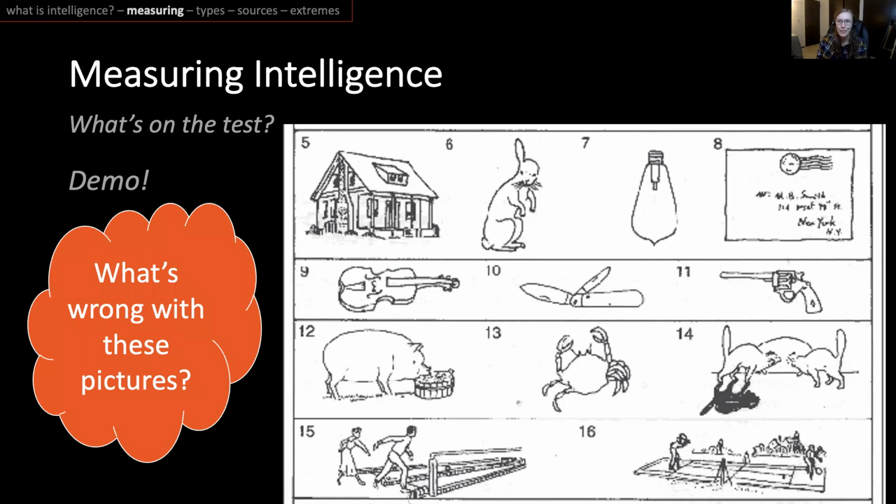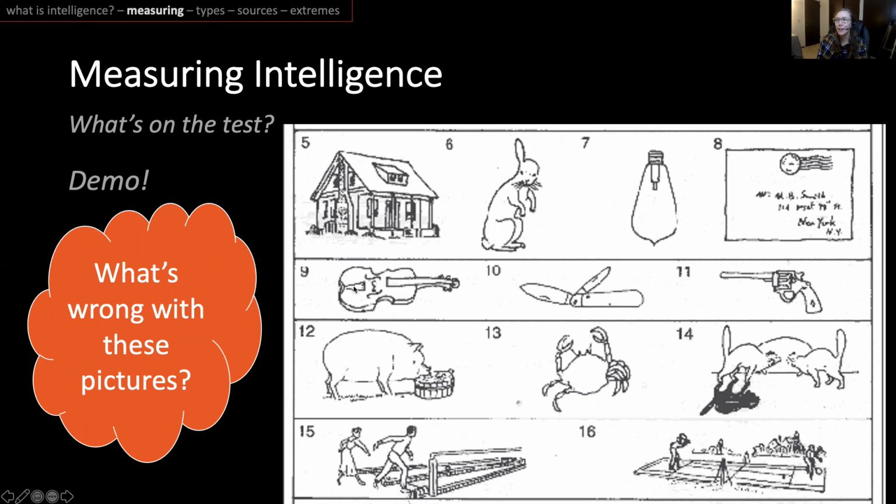If you're like me, some of these are a little bit easier than others, right? Just to orient you, here are the correct answers. This house is missing a chimney up above. It doesn't have any ability for smoke to exit. This rabbit's missing an ear. This light bulb is missing the circly filament part inside of the bulb. This is missing two things, actually. There's no return address or a stamp. So those two things could be missing.